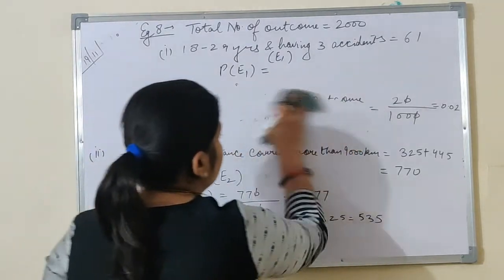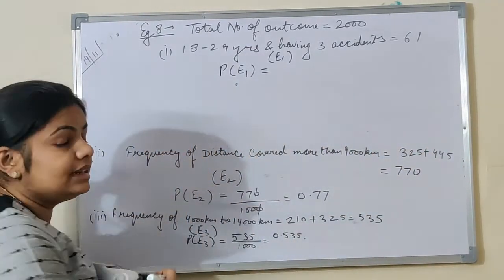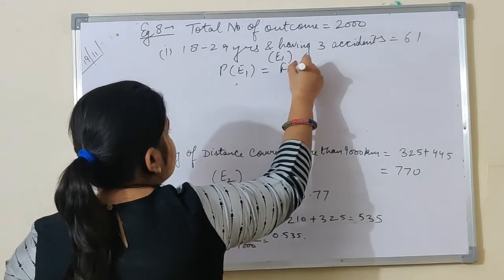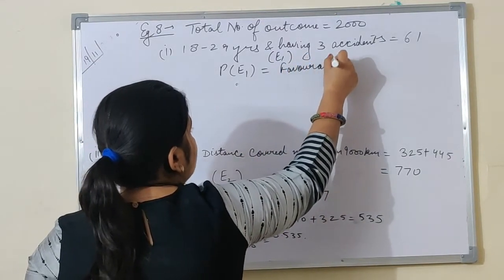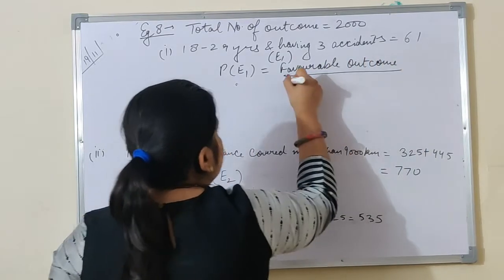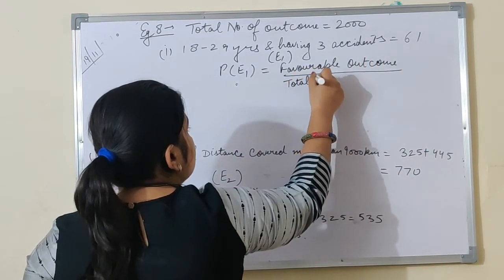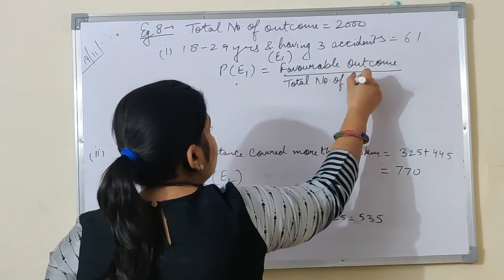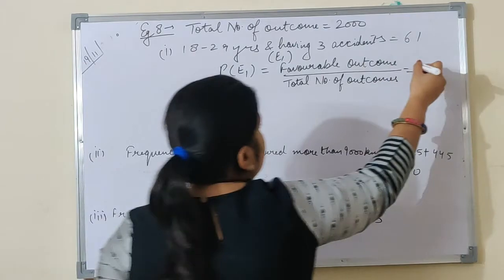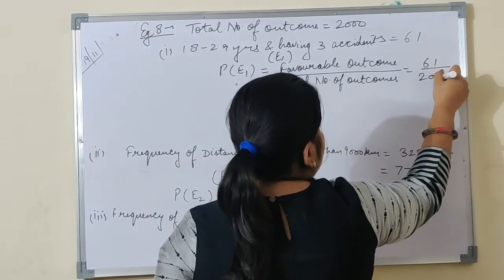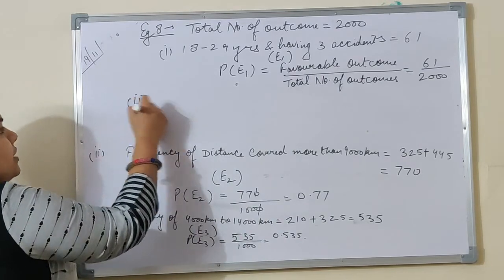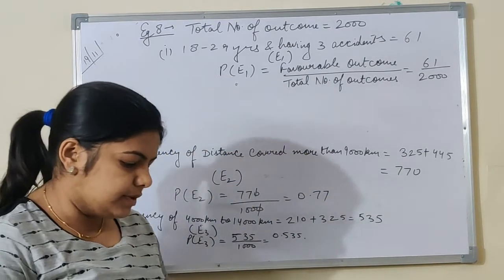And the formula you all know, and as I have told you, you have to write the formula in each and every question. Now the formula is favorable outcomes divided by total number of outcomes. So after applying the formula I will apply the values over here. So you can just solve it, either make it into simplest form or make it into decimal form.